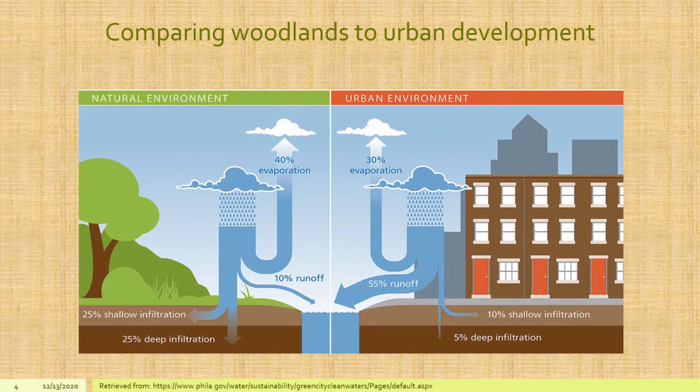Comparing woodlands to urban development. As you can see, in a natural environment, there is a higher level of evaporation while providing very little runoff. In contrast, in an urban environment, we have a bit less evaporation since there are fewer sources of water, and a lot of runoff because the water is not being absorbed and it carries a lot of the pollution that exists in the city.